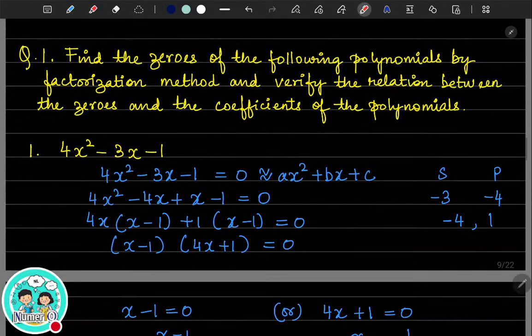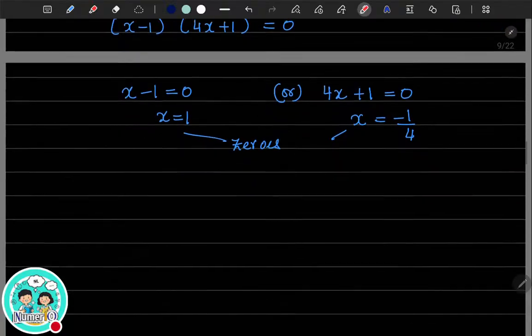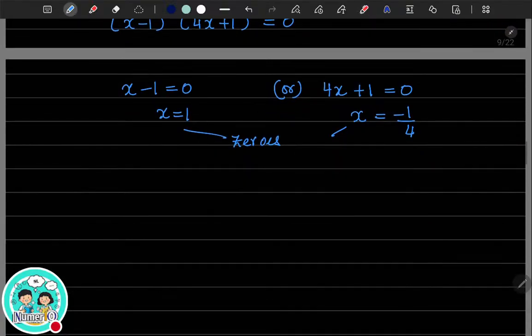What the question also says, apart from finding the zeros by factorization method, so we have used the middle term splitting method, you also have to verify the relationship between the zeros and the coefficients. So here the coefficients are a is nothing but 4, b is nothing but minus 3 and your c is nothing but minus 1. Right, so let us write the coefficients and the zeros separately.